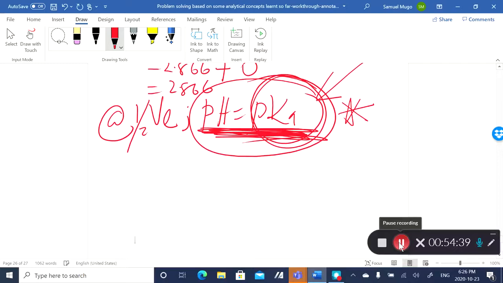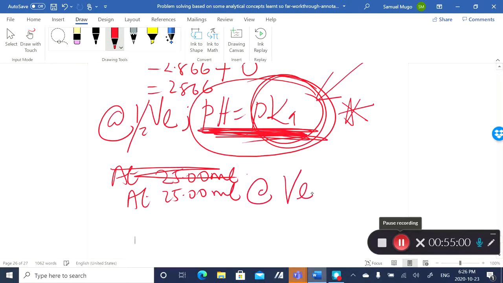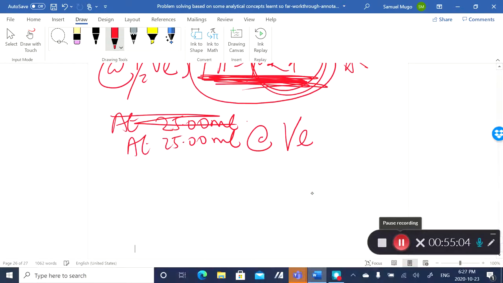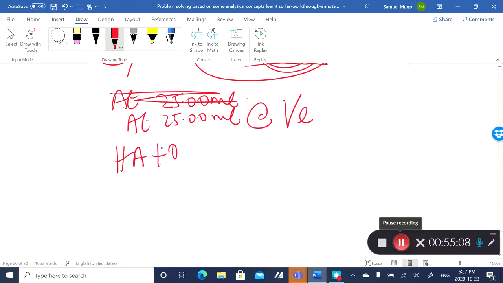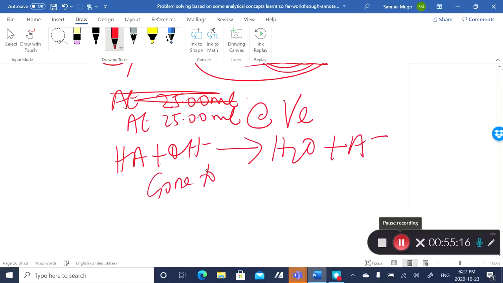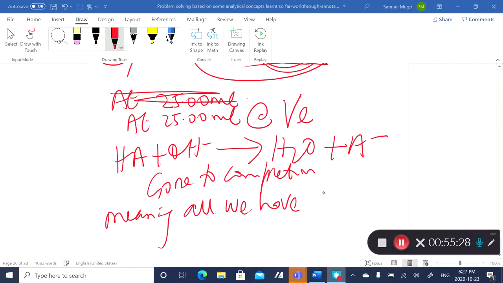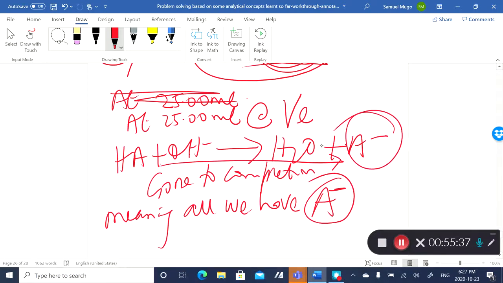So the next point in the titration here is at 25.00 ml. And you can see this is the equivalence volume. Now at the equivalence volume, we know that our reaction, which I'll write again, has gone to completion, meaning all we have is a conjugate base, because the reaction has gone to completion. All we have is a conjugate base.